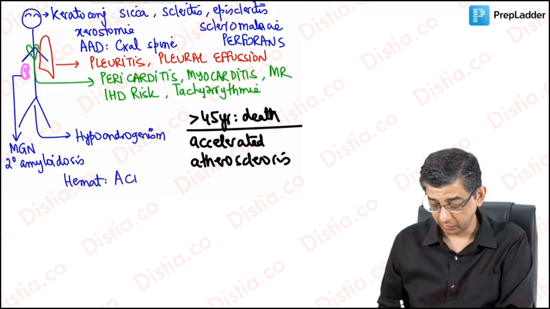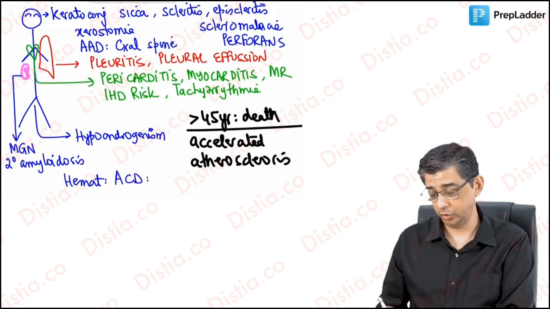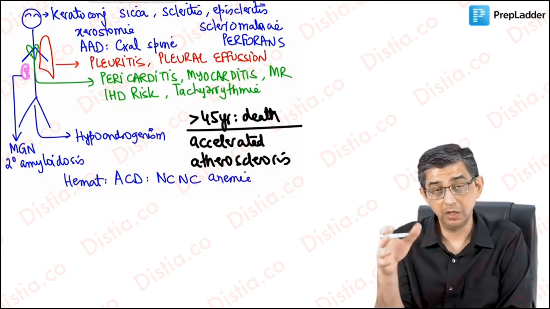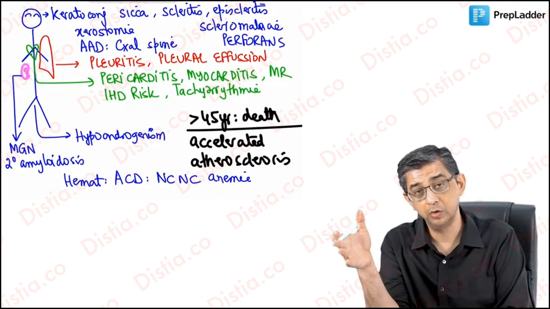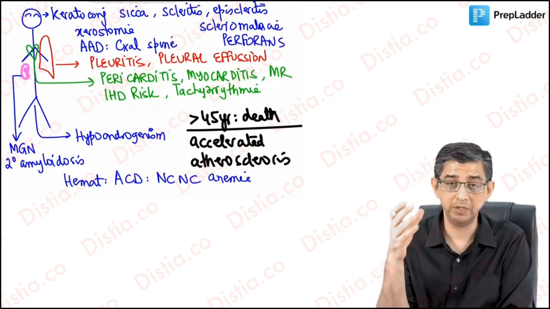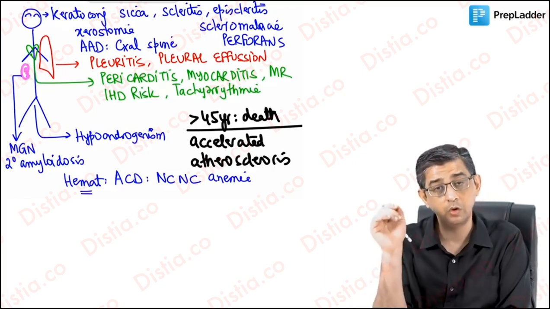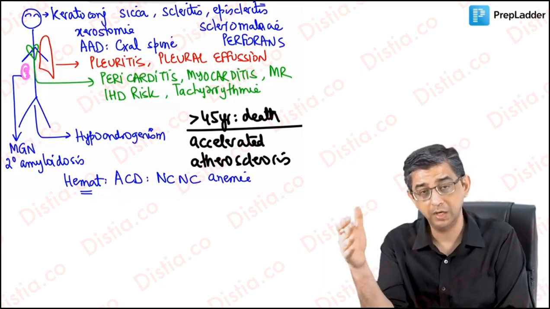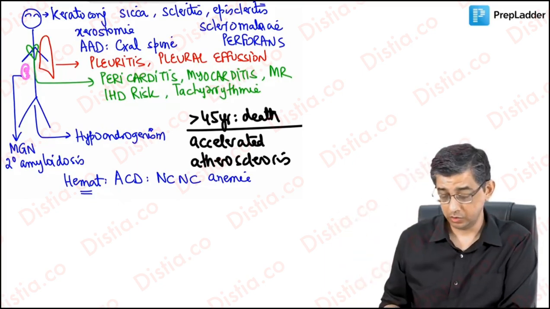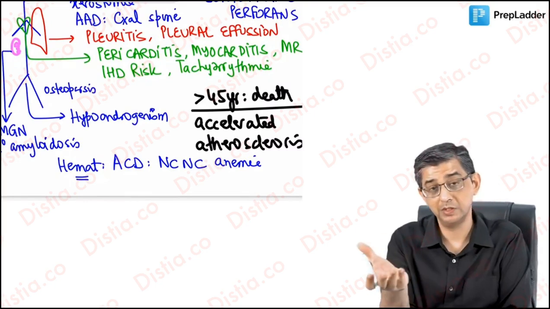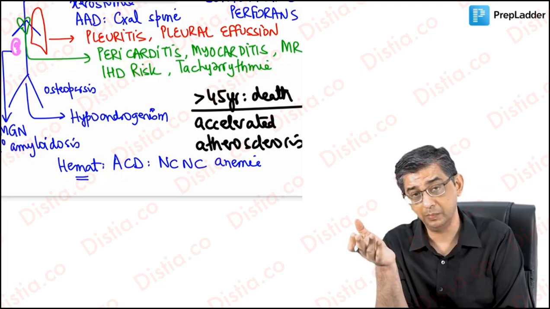Because it's a chronic, long-standing disorder, you will be getting anemia of chronic disease. You would have done this MCQ multiple times: what is the type of anemia in anemia of chronic disease? It is normocytic normochromic anemia. So if the question simply says what kind of hematological manifestation can be seen, it is an anemia, and it is a normocytic normochromic anemia that will ultimately manifest. Osteoporosis can definitely be seen. That's either due to the disease process, and secondarily, even the treatment of these patients can contribute to the osteoporosis component.